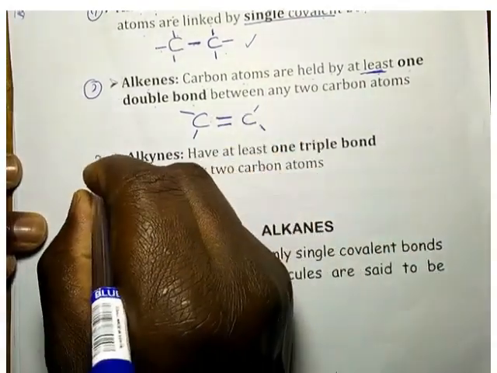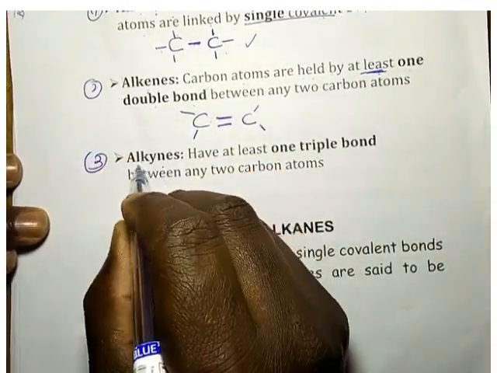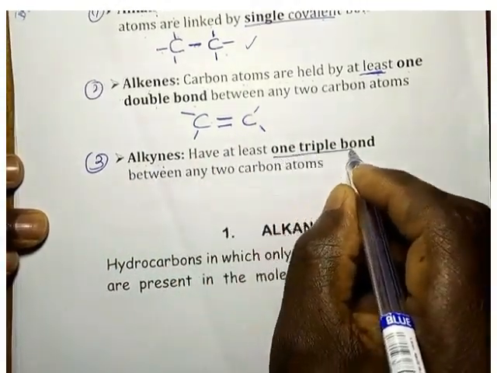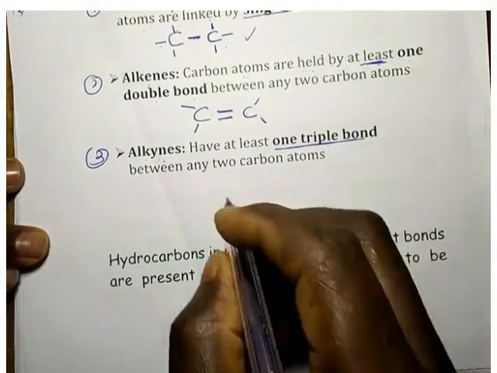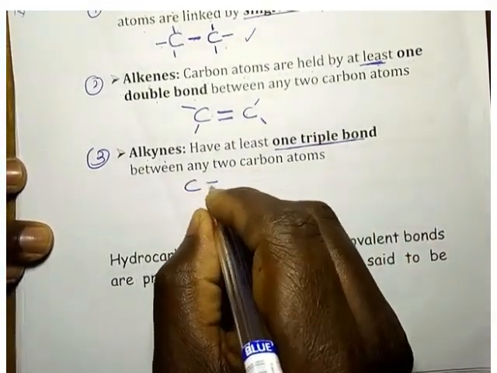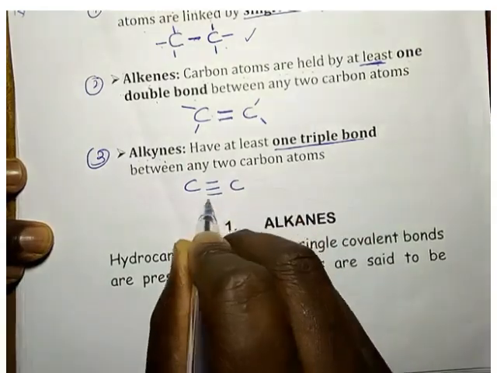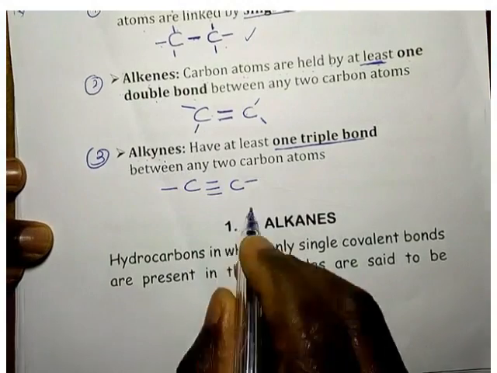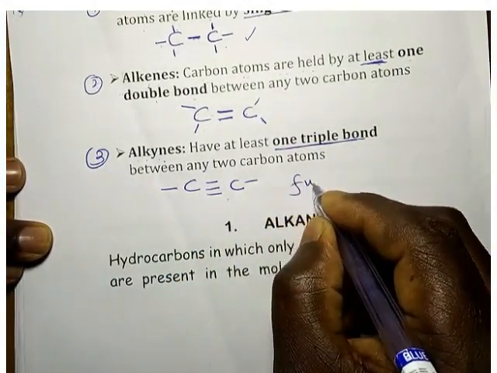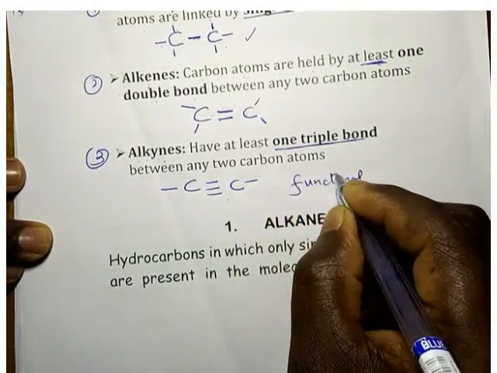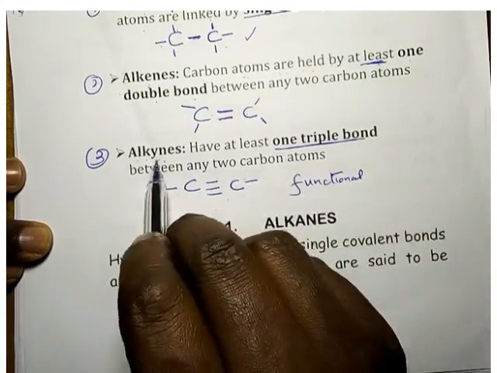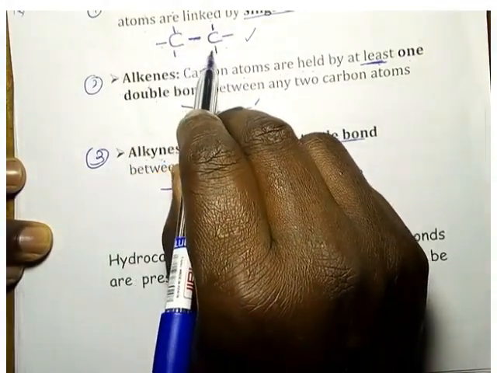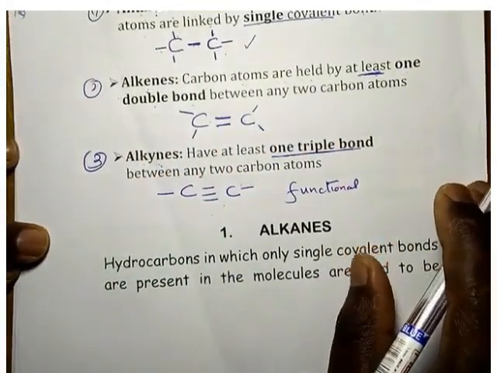Then lastly, we will talk about alkynes. This one is called alkynes. They have at least 1 triple bond. So here, this is how alkynes look. There is this, and there is one there, another one there. So this is the functional group. This is the functional group for alkynes, this is the functional group for alkenes, and this is the functional group for alkanes.